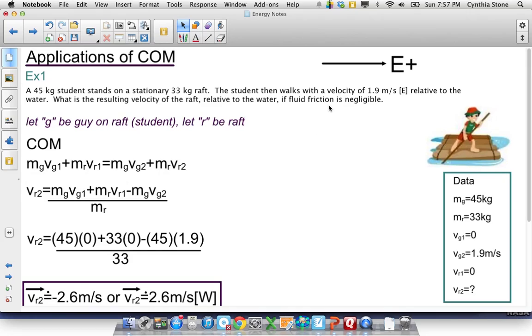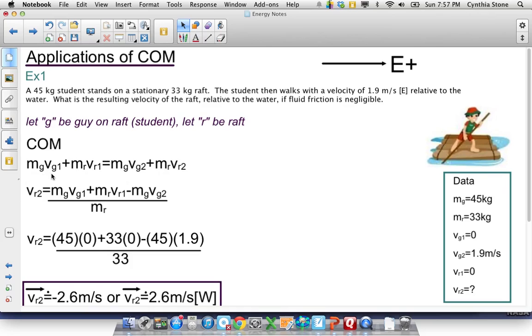Neglecting any friction. That would be an example, by the way. If there's friction in the system, the net force wouldn't be 0, right? But we would never do that in this course, okay? So I'll just make east positive. G is the guy on the raft. R is the raft. So here's my formula then.